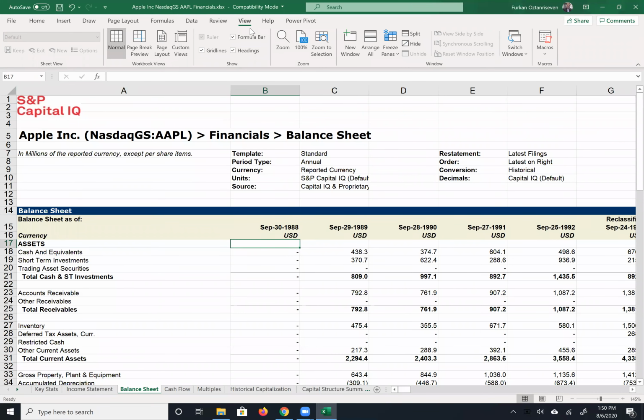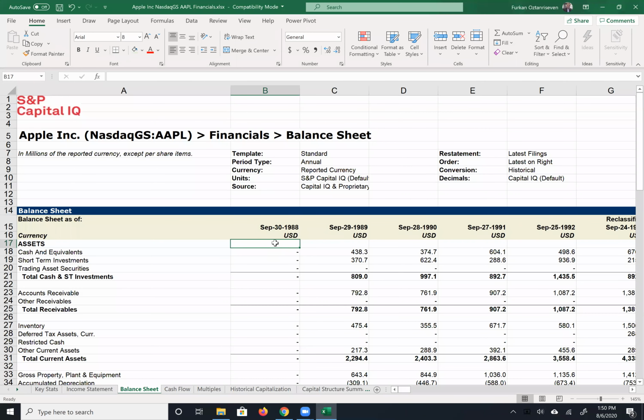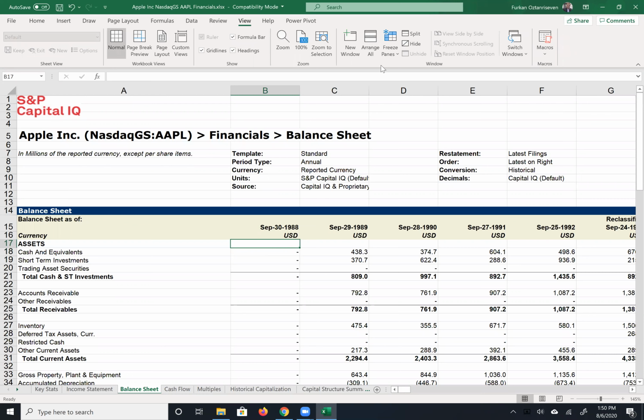Hello, in this video, I would like to show you how I look at balance sheet and balance sheet basics. So first of all, I would like to just click on this cell right here, and then under View tab, you will see Freeze Panes. And now I can see the headings. So let's start with the asset sides.